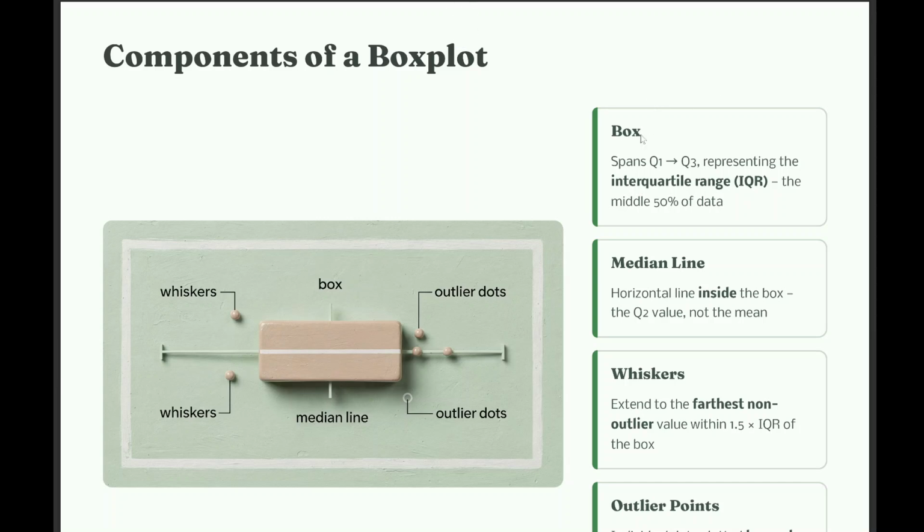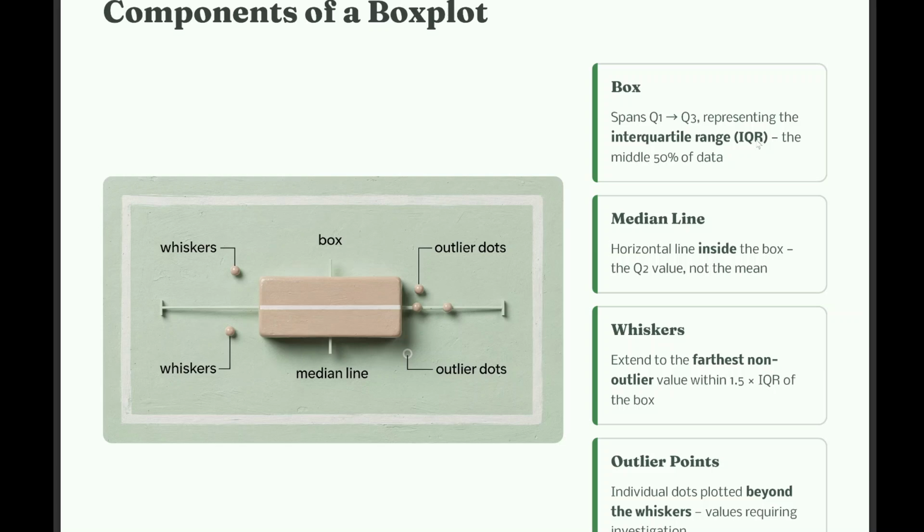The box spans from Q1 to Q3, representing the interquartile range, the middle 50% of the data. The median line is the horizontal line inside the box, the Q2 value, not the mean. Whiskers extend to the farthest non-outlier value within 1.5 times the IQR, the interquartile range, of the box. Outlier points are individual dotted plots beyond the whiskers. I'm just going to say something quite simple: they require some kind of investigation.